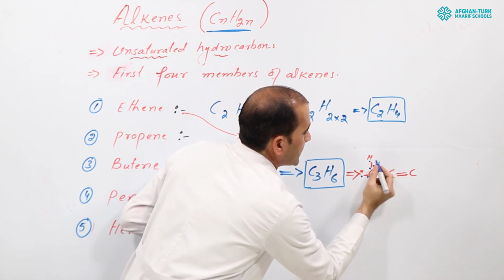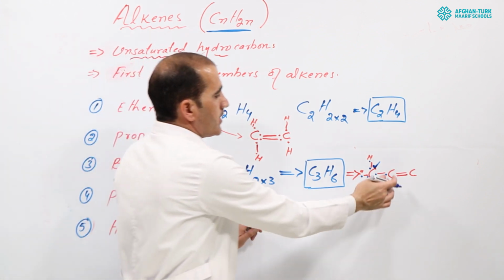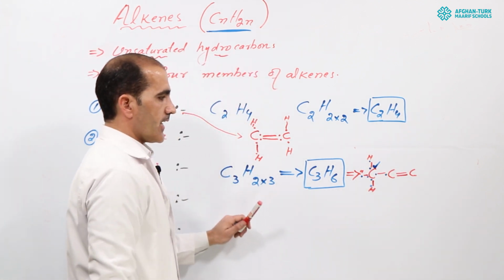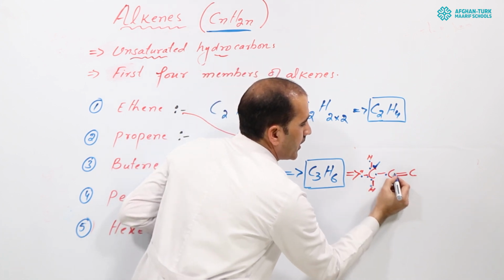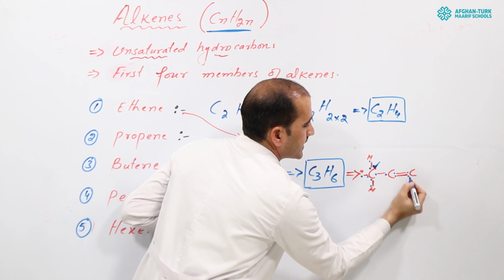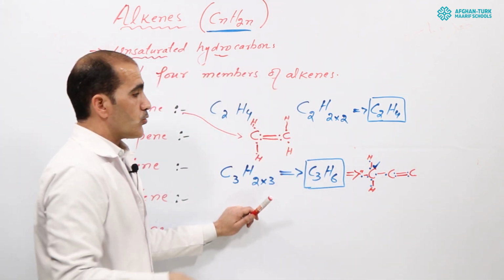So right now this carbon is stable by 8 electrons. Same situation here, you can count it for this carbon atom. How many electrons does it have? 1, 2, 3, 4, 5, 6. 6 electrons. Still it needs 2 more electrons.